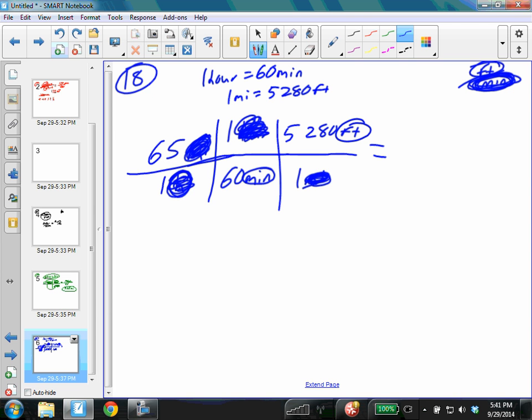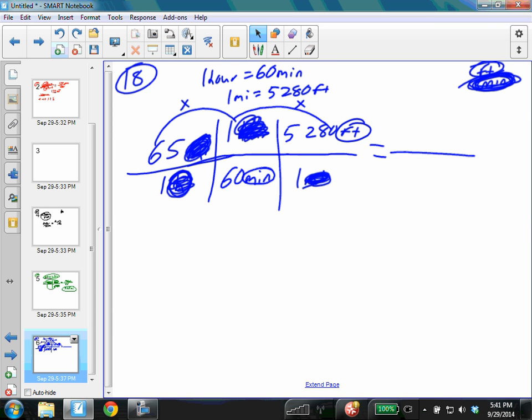So now I just have to do some multiplication. So I'm going to multiply everything on top together. So 65 times 1, and then also times 5,280. So this is what I'm putting into my calculator: 65 times 1 times 5,280. And this is what I get, 343,200. And that's going to be in feet. I'm keeping my feet because it's what I have. So 343,200 feet. Then on bottom, I'm going to multiply everything together.